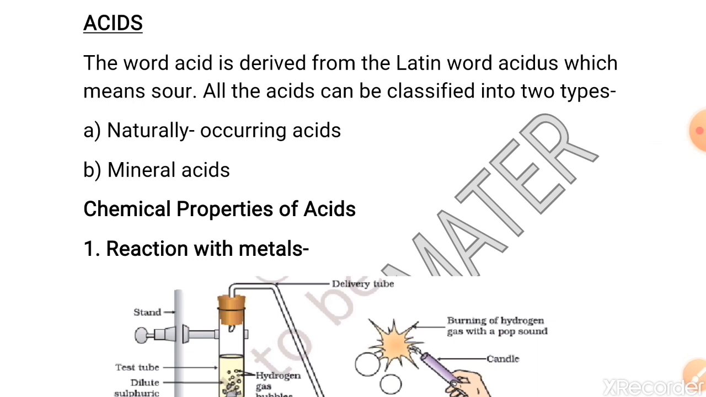In last class we studied some chemical properties of acids, which were reaction with metal, and reaction with metal carbonate or metal hydrogen carbonate. We also studied how to detect the presence of carbon dioxide gas. We will discuss some more properties of acids and a few of bases.